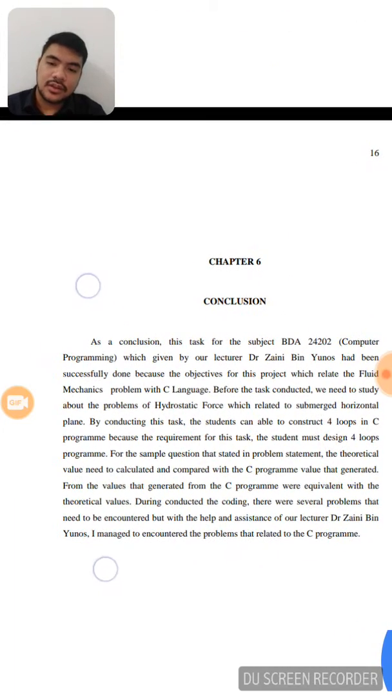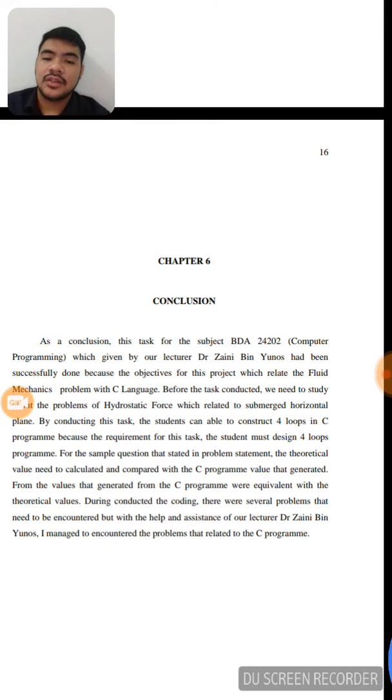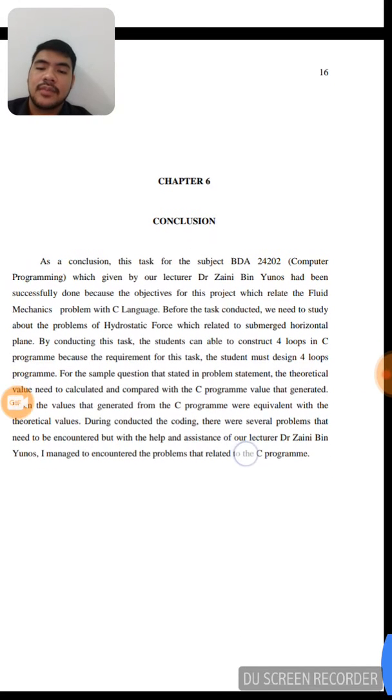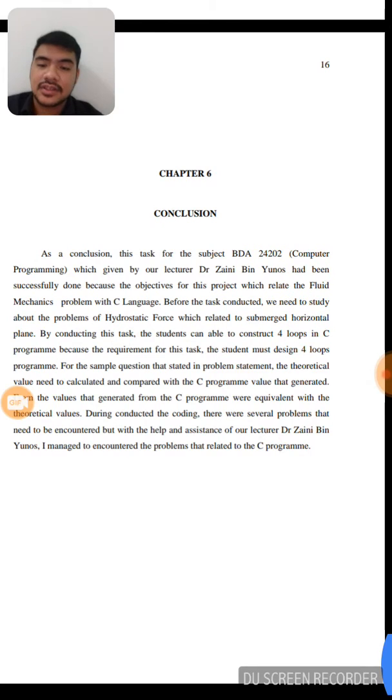So this is our conclusion. As a conclusion, this task for the subject BDA 24202 computer programming, given by our lecturer Dr. Zaini bin Yunus, has been successfully done because the objective of this project, which relates to a fluid mechanics problem with C language, was achieved. Before the task was conducted, we needed to study the problems of hydrostatic force related to the submerged horizontal plane. By conducting this task, students are able to construct for loops in a C program, because the requirement for this task is that the student must design a for loops program.